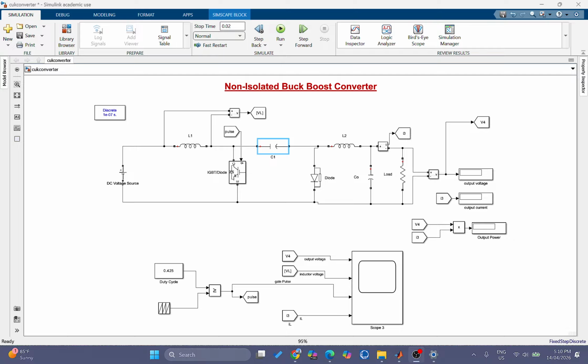Have you ever wondered how to convert a low DC voltage into a stable higher output without a noisy current ripple? In this video, I am going to show you how to design a Cook converter from scratch in MATLAB Simulink, including all the real engineering calculations, not just tracking the Simulink blocks and functions. And by the end, you will also understand how to get a stable 25-volt output from a varying input between 15 volt to 35 volt.